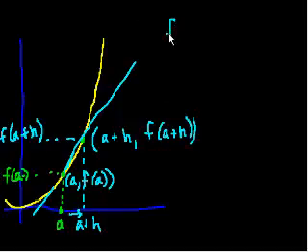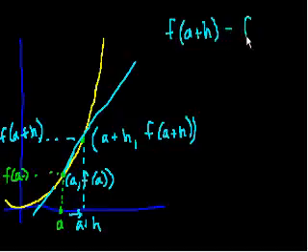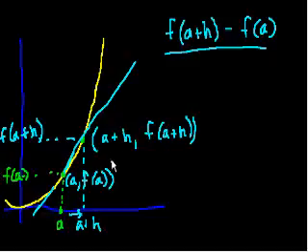It's f of a plus h, this y coordinate, minus this y coordinate, minus f of a, over the change in x. Well, that change in x is this x coordinate, a plus h, minus this x coordinate, a. And of course, this a and this a cancel out. So it's f of a plus h minus f of a, all over h. This is just the slope of this secant line, right?